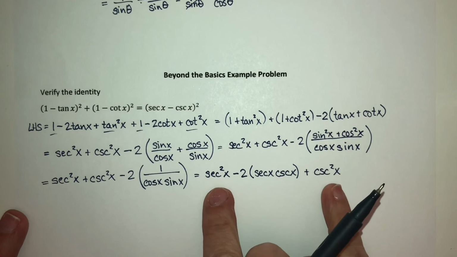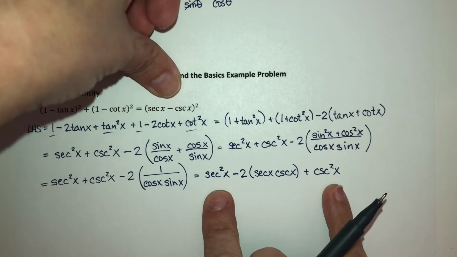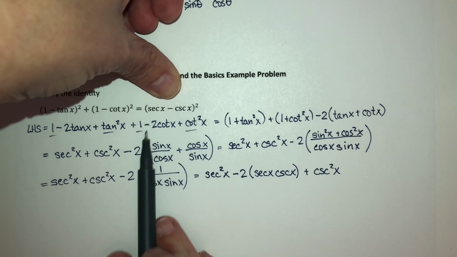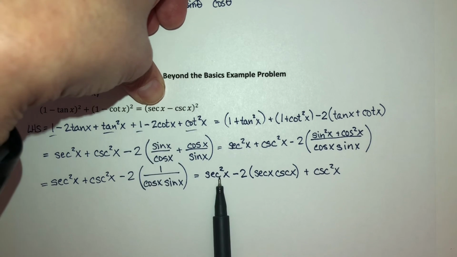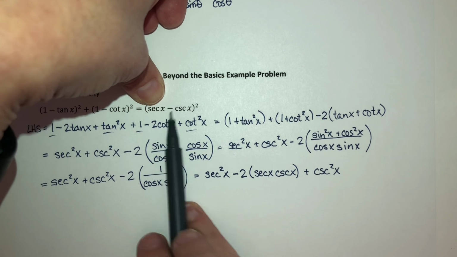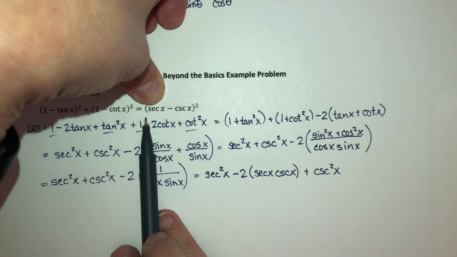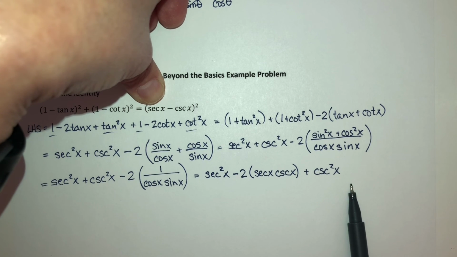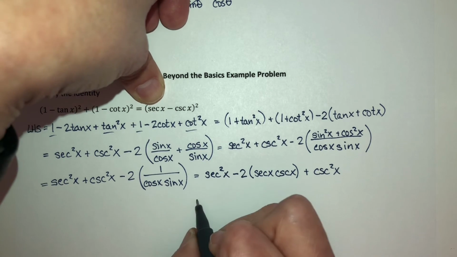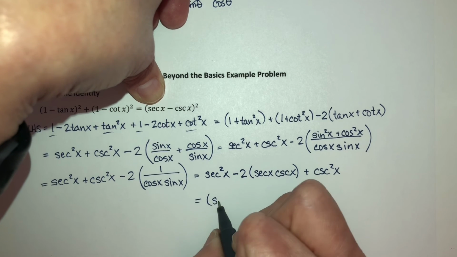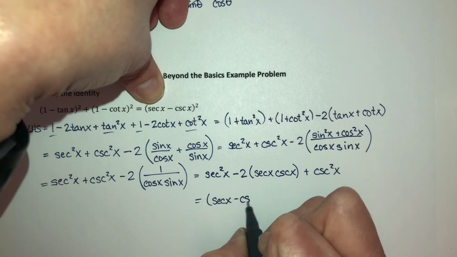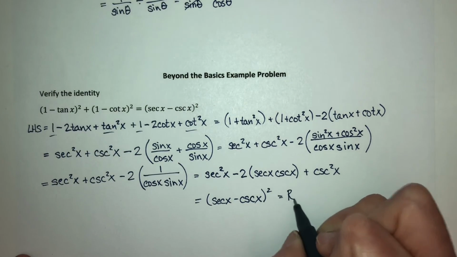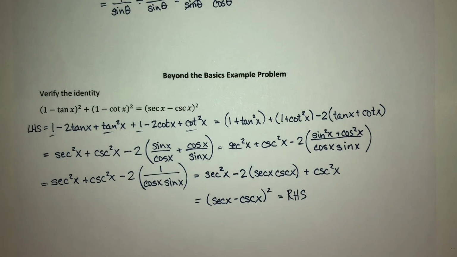Now, why did I do all this? Because if I were to multiply this out, I would get exactly this. Squaring a binomial, you'd square your first term, secant squared x. Write the sign from the middle, multiply them together and double it, plus your last one squared. This is a perfect square trinomial. It factors as secant x minus cosecant x squared, which is the right-hand side, and the identity is proven.